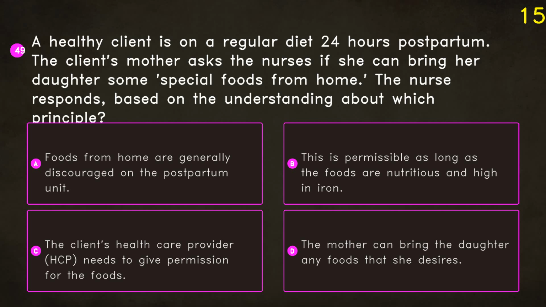A. Foods from home are generally discouraged on the postpartum unit. B. This is permissible as long as the foods are nutritious and high in iron. C. The client's healthcare provider, HCP, needs to give permission for the foods. D. The mother can bring the daughter any foods that she desires.